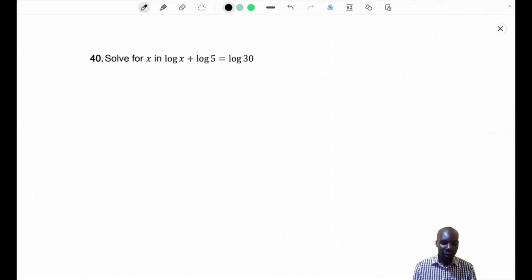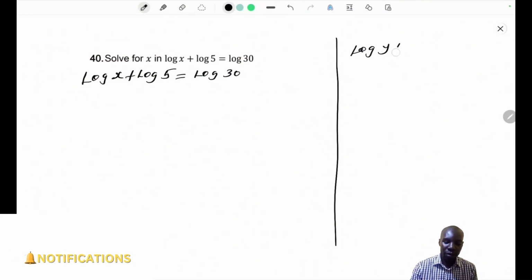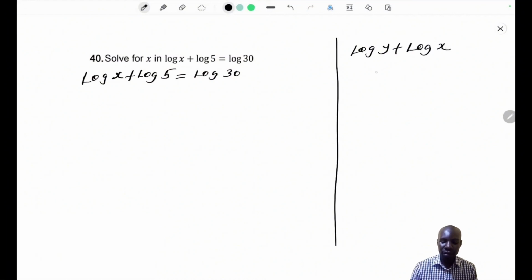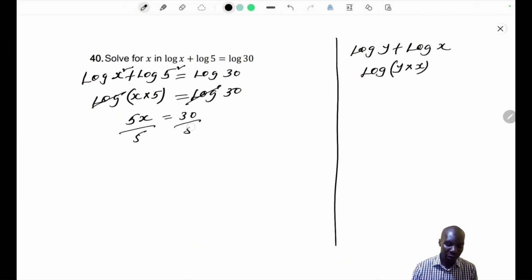Number 40. Solve for x in log of x plus log of 5 equals log of 30. And we know that log of y plus log of x should give us log of y times x. So log of x plus log of 5 can be written as log of x times 5 should be equal to log of 30. The log cancels out. So we have 5x is equal to 30. Divide both sides by 5. So x is equal to 6. And that is the answer.